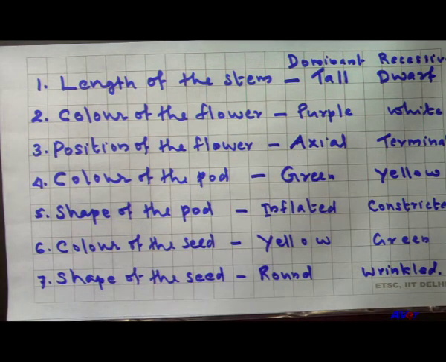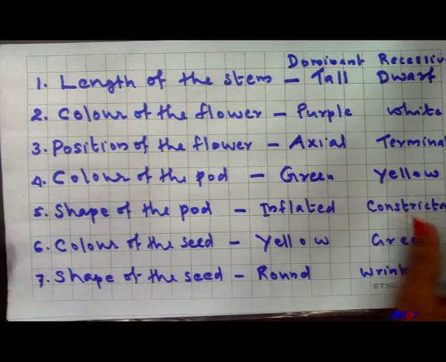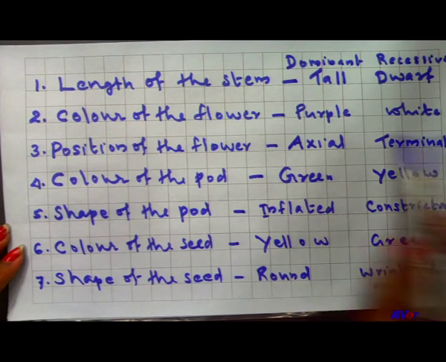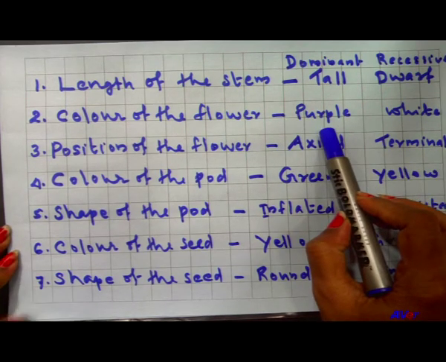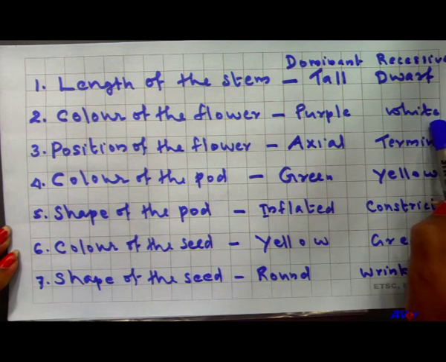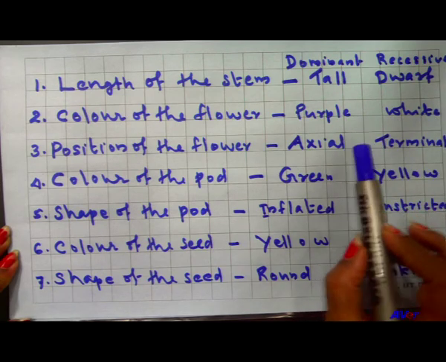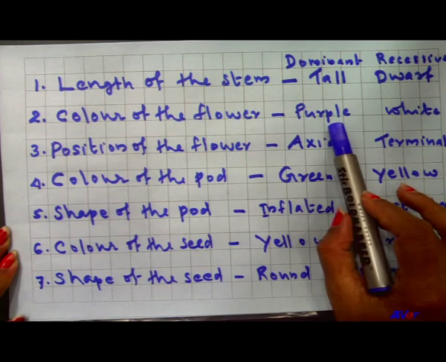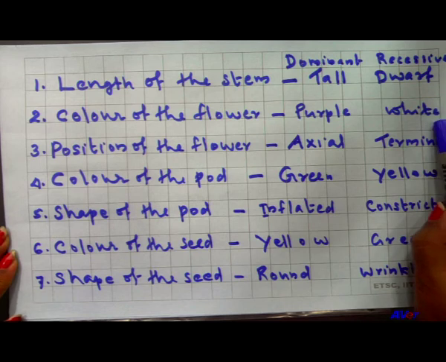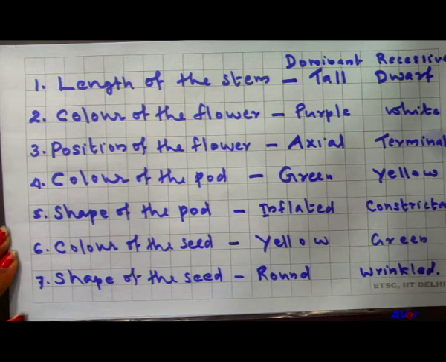Second character studied by Mendel is color of the flower. The different expressions are purple and white, the 2 extreme contrasting characters, expressions, phenotype. Here purple is dominant over white. In some context, in some of the genetics problems, you can see red versus white. Then red is dominant over white.